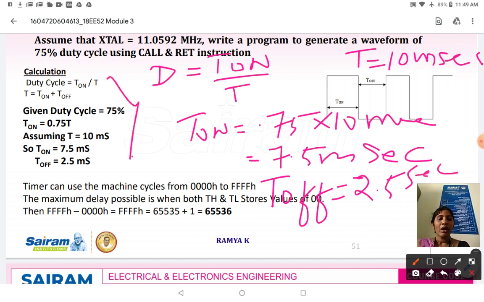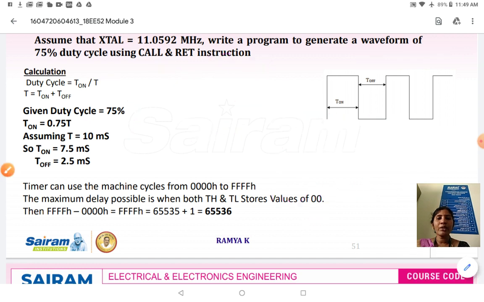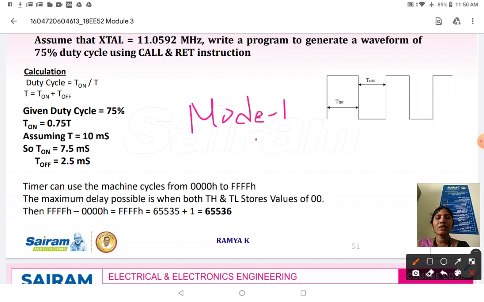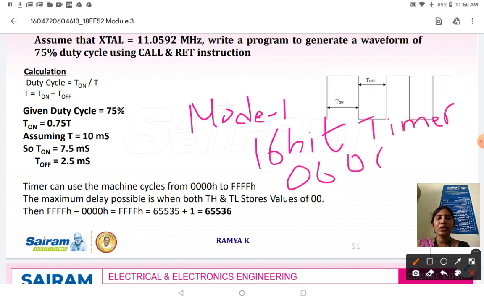Okay. Then I'm planning to write a program. Write this particular program in mode 1. Mode 1 is nothing but a 16-bit timer. In case of your 16-bit timer, the minimum count is 0000 and the maximum count is going to be FFFF. Okay, this is one. So the timer can use machine cycles from 0000 to FFFF.